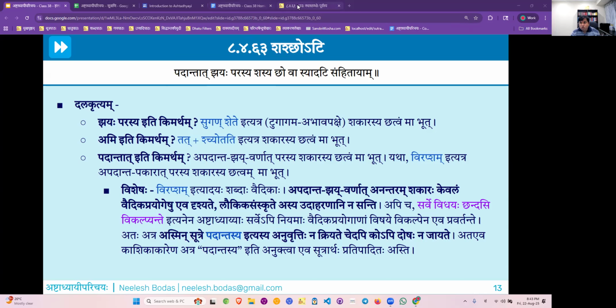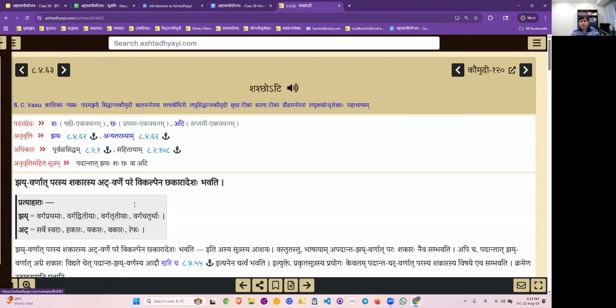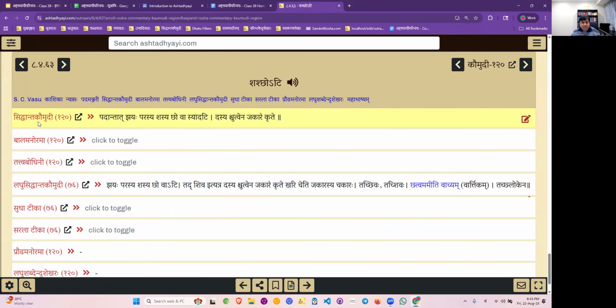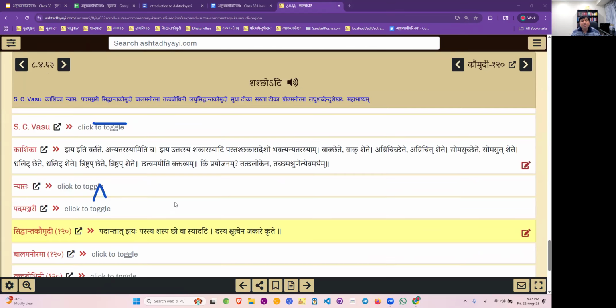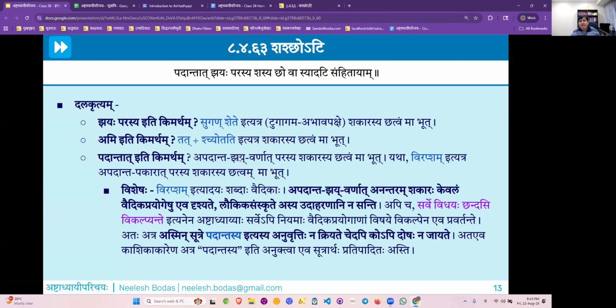And therefore, if you go to the commentaries, look at Siddhanta Kaumudi. Siddhanta Kaumudikara has an anuvritti of padantat. Look at Laghu Siddhanta Kaumudi. Laghu Siddhanta Kaumudikara does not have anuvritti of padantat. Look at Kashika. Kashika clearly says Jhaya iti vartate, anyatarasyam iti vartate. It doesn't talk about padantat. So Jhayah uttarasya, not padantat Jhayah uttarasya. So Kashika and Laghu Siddhanta Kaumudi take a more logical or sensible approach and they say padantat ityasya avashyakata nasti.